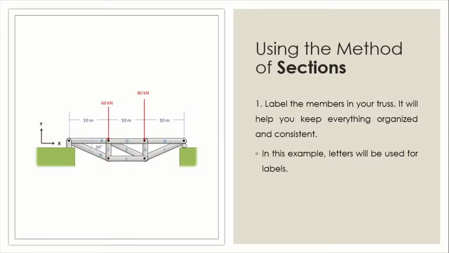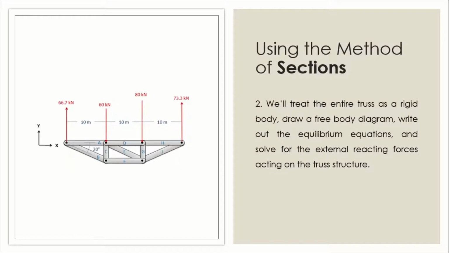Now, we move to the steps in using the method of sections. The first step, label the members in your truss. It will help you keep everything organized and consistent. In this example, letters will be used for labels. Second step, we'll treat the entire truss as a rigid body. Draw a free body diagram, write out the equilibrium equations, and solve for the external reacting forces acting on the truss structure.